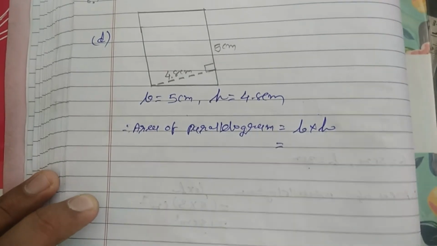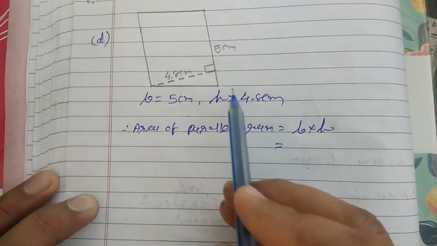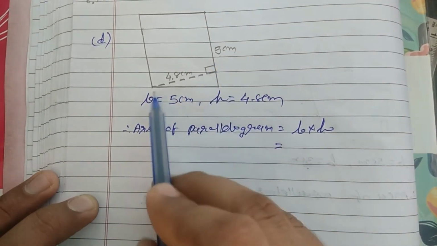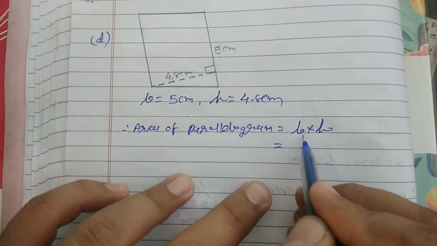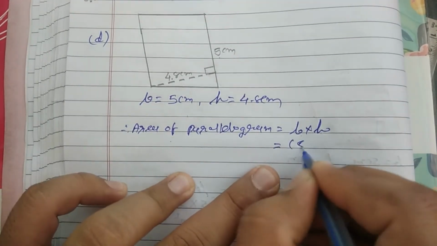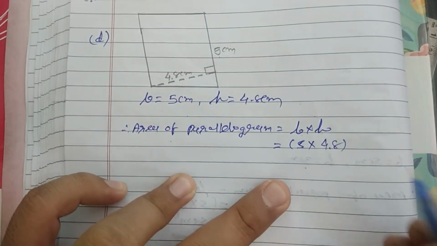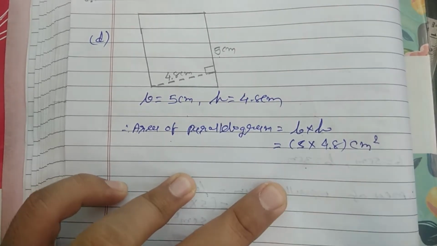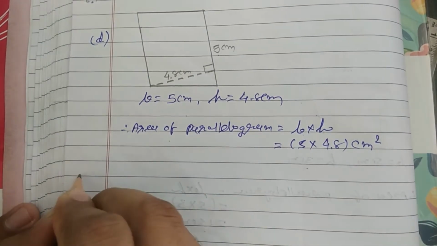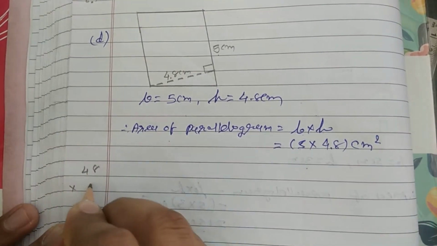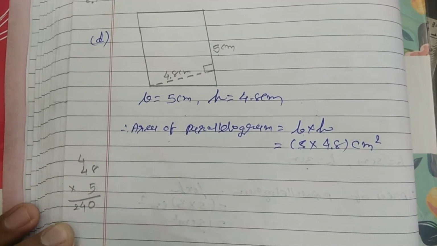Next, sum D. Here our base is the parallelogram side 5 centimeter and the height is this perpendicular 4.8 centimeter. So therefore the area of the parallelogram is equal to base multiplied by height. Base is 5 centimeter, so 5 multiplied by height 4.8 centimeter, so 4.8, bracket close, and unit centimeter square. So here we will do the multiplication. For 4.8 we will write 48 multiplied by 5. 8 5s are 40, 4 5s are 20 plus 4 is 24.